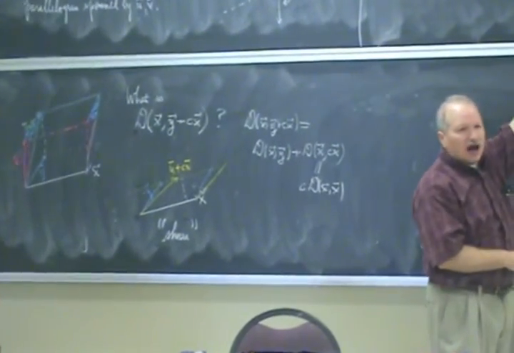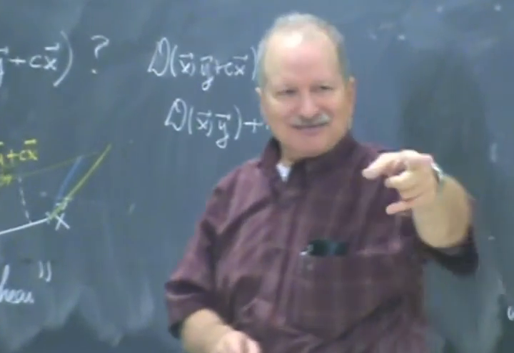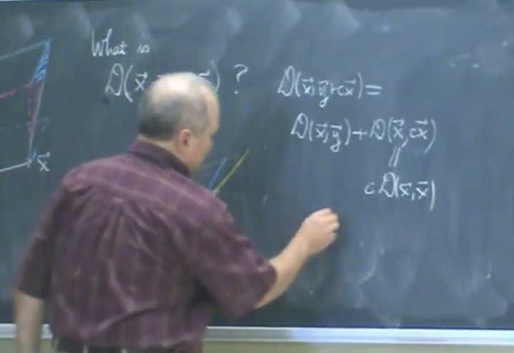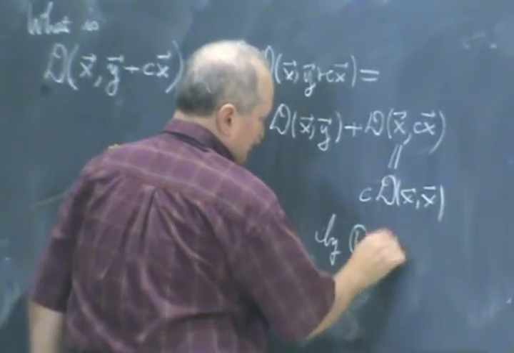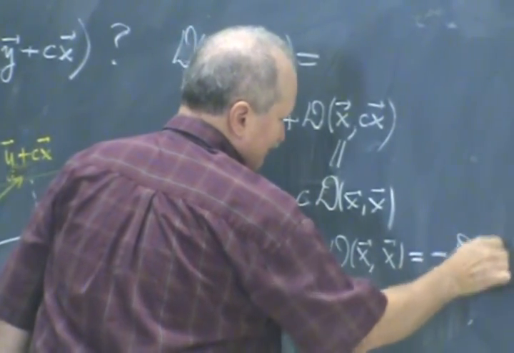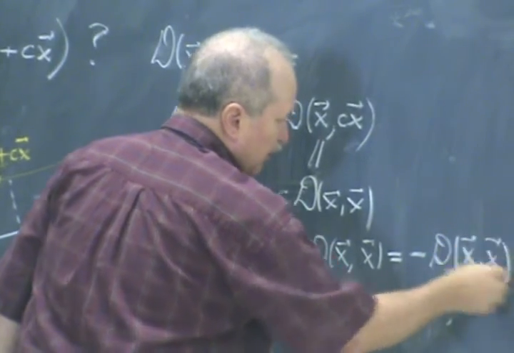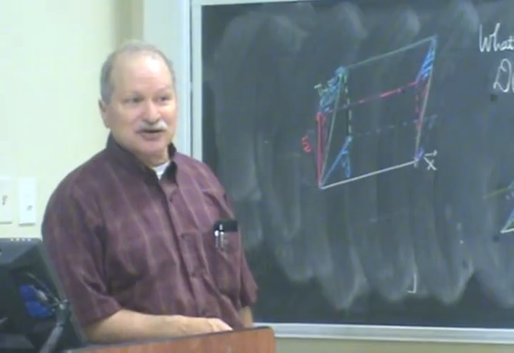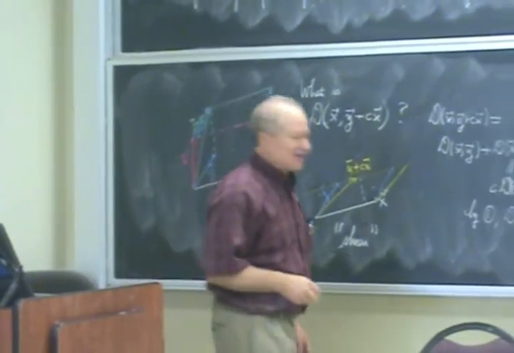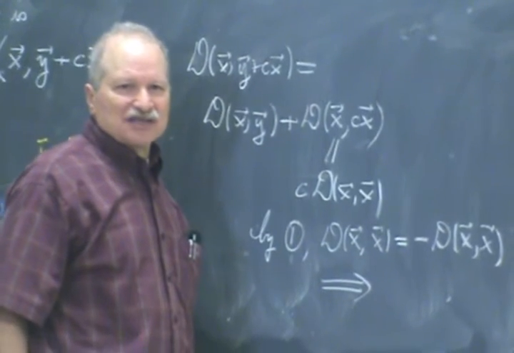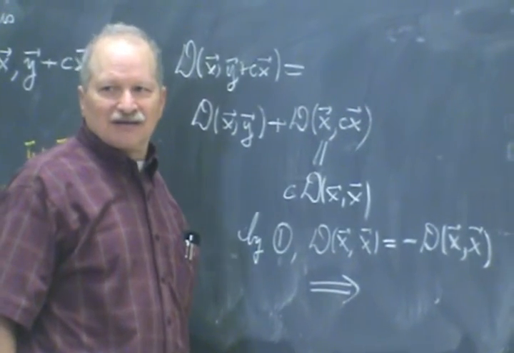What property on that list tells you that if you put the same vector in twice, you get zero? Good, Matthew, why? Because d of x comma x is equal to negative d of x comma x. There you go. What real number is equal to its negative? Zero. Any others? No. You already met this concept looking for skew symmetric matrices when you were doing web work, by the way.